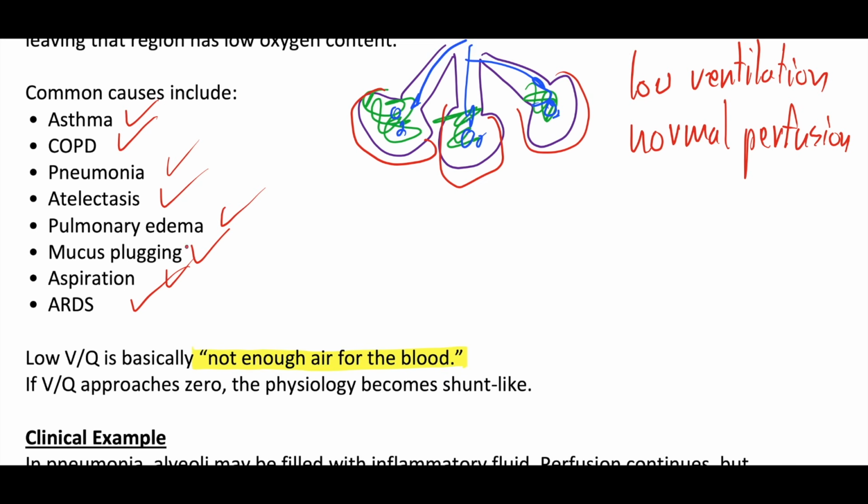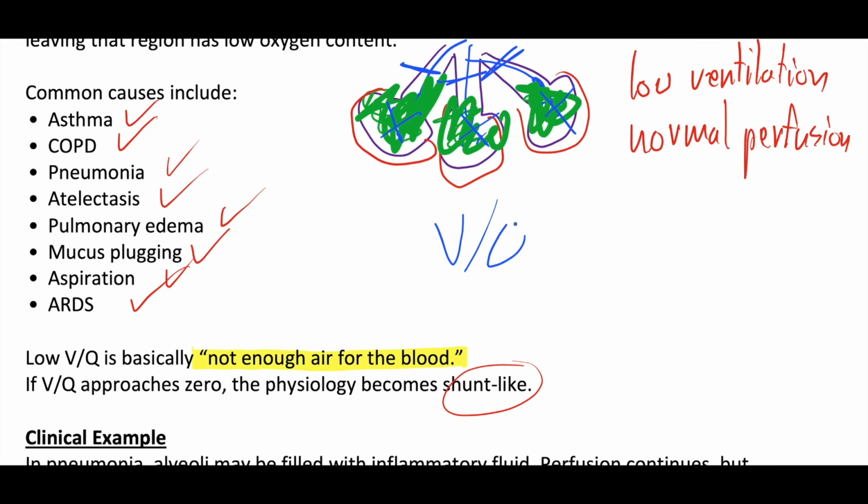Now, if the VQ match approaches 0, that is when you call it a shunt. That's literally the only difference. So let's say that these alveoli were so diseased that they were literally getting no gas in them at all, right? The gas all stopped here. Nothing is getting into the alveoli, and they're still getting blood flow. That would be a shunt, right? The VQ match would be 0. There'd be no ventilation at all for the perfusion that unit is getting.